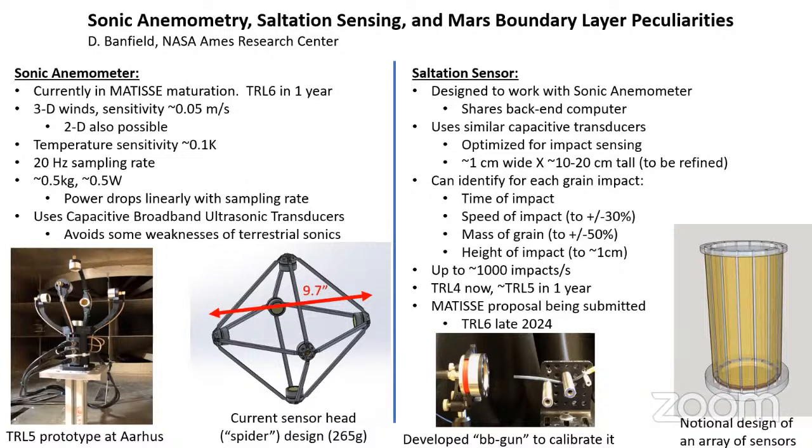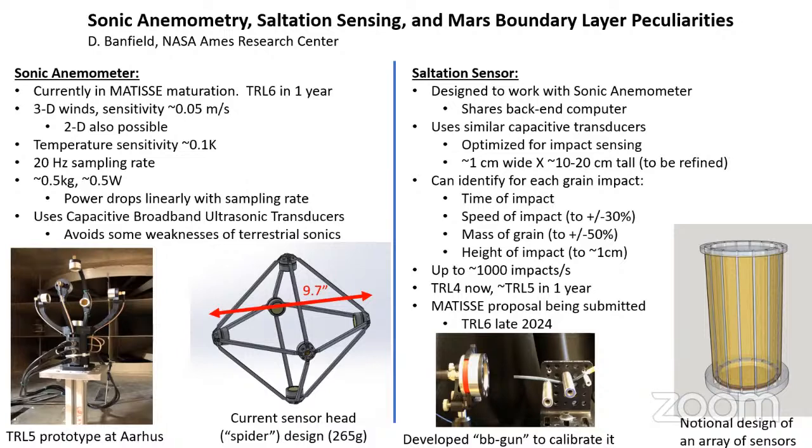So in principle, you could stack these with your sonic anemometers on a mast or a pole and get a really nice profile of both the wind shear and the saltation cloud. Absolutely, yeah. And I forgot to mention, we designed it so that the instrument backend would be common to the two, so you could save some mass and power that way. So you could probably do this whole thing for less than a kilogram.